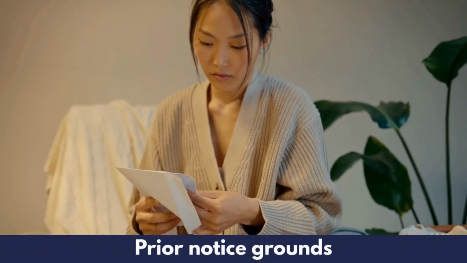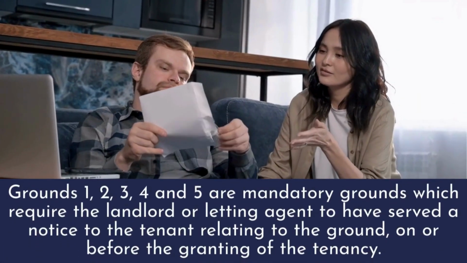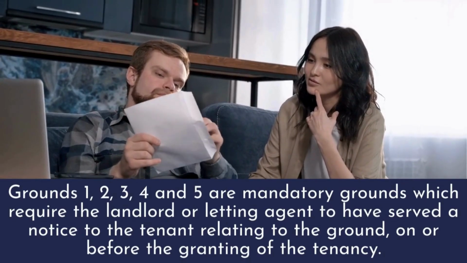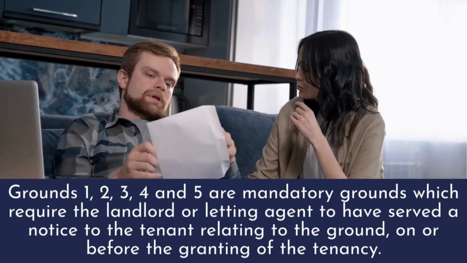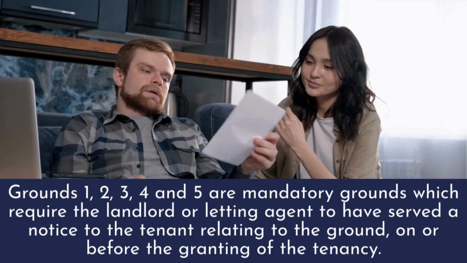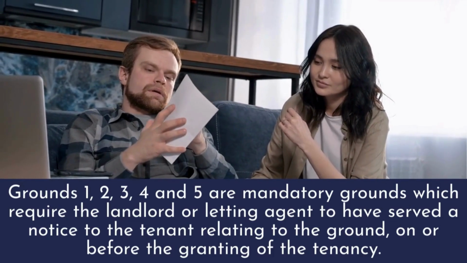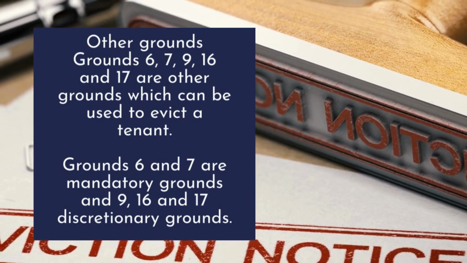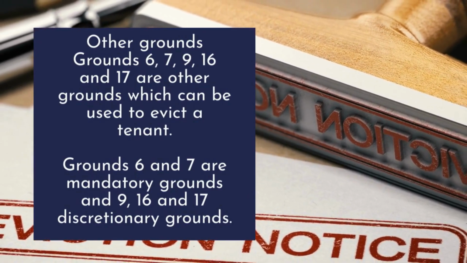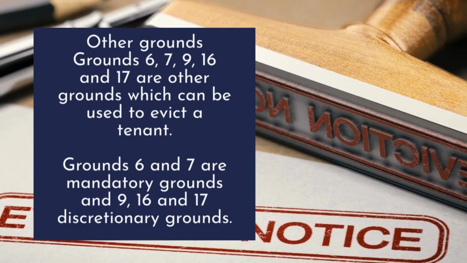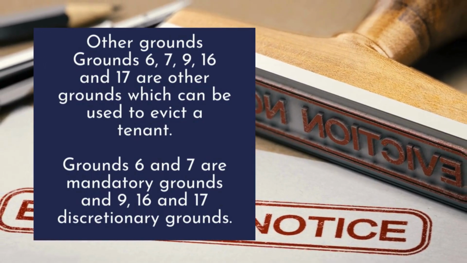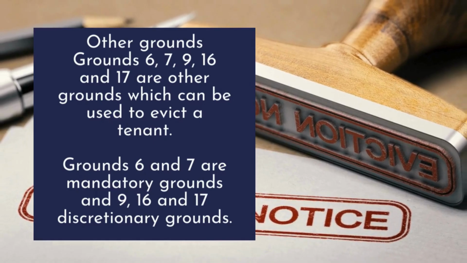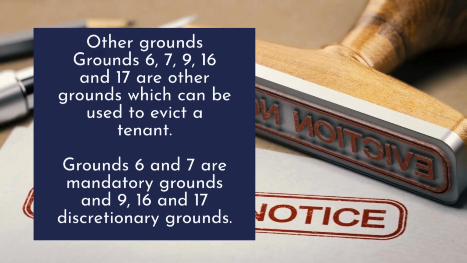Prior notice grounds. Grounds 1, 2, 3, 4 and 5 are mandatory grounds which require the landlord or letting agent to have served a notice to the tenant relating to the ground, on or before the granting of the tenancy. Other grounds. Grounds 6, 7, 9, 16 and 17 are other grounds which can be used to evict a tenant. Grounds 6 and 7 are mandatory grounds and 9, 16 and 17 discretionary grounds.